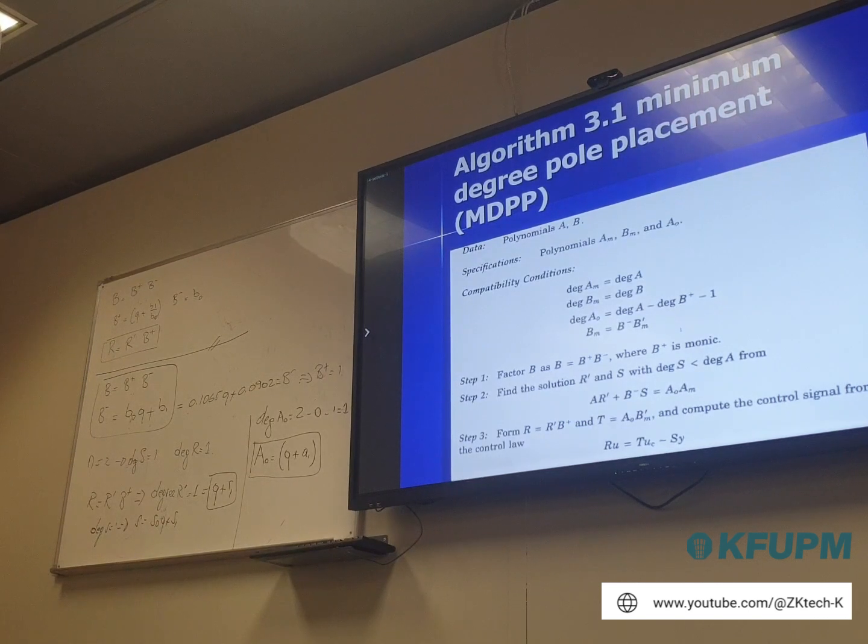Remember when we did the least squares method, one of our assumptions was that the system is linear in the parameters. So I was able to write my system as a regression function phi of t multiplied by theta. Right now the parameter theta is no longer linear. Everybody agrees with this?